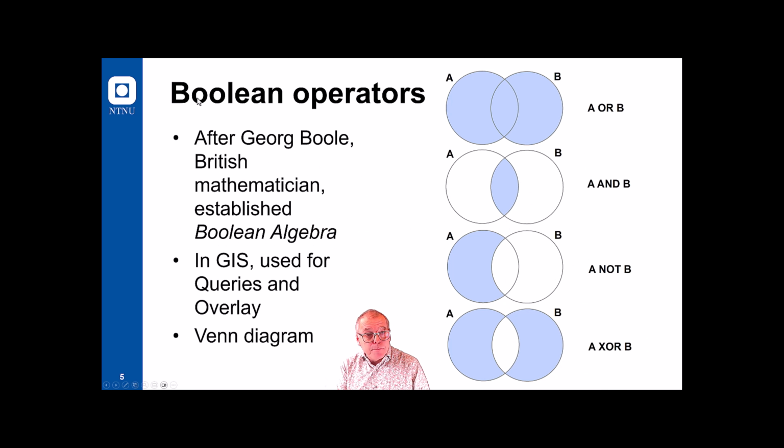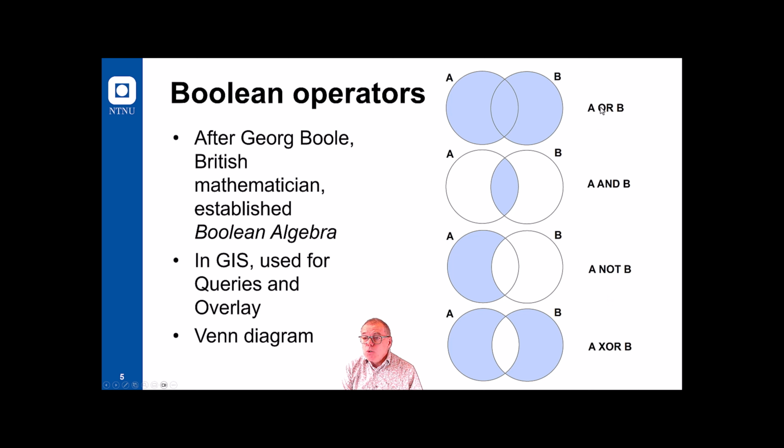We use Boolean operators. This is often written with a capital B because this is named after George Boole, who was a British mathematician who established Boolean algebra. But within GIS, we use Boolean operators for queries and also for overlay, which will be shown later. Very often, to illustrate the Boolean operators, we use Venn diagrams. This is typically two sets which are then combined. We can have one set A which is combined with a set B. And the Boolean operators are then OR, AND, NOT, and exclusive OR.